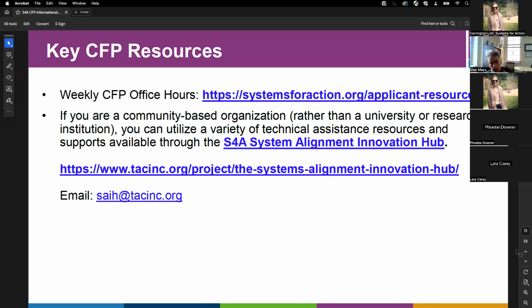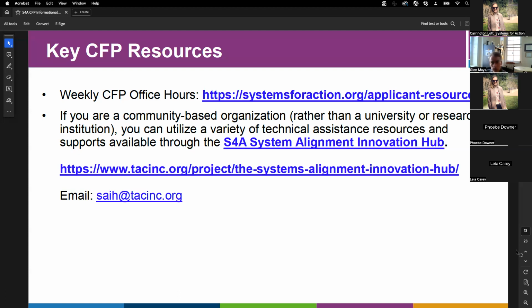Secondly, another really helpful resource, if you happen to be from a community-based organization, meaning not a university, not a research center or research institution, but a community-based organization, a nonprofit or a government agency or a professional organization. If you fall into that category, you can utilize a number of additional technical assistance resources that are available through our Systems Alignment Innovation Hub. This is an innovation hub that specifically provides technical assistance, support and guidance to community-based organizations in helping them develop their ideas, preparing their ideas for submission to research funding opportunities like the CFP opportunity we're talking about today.